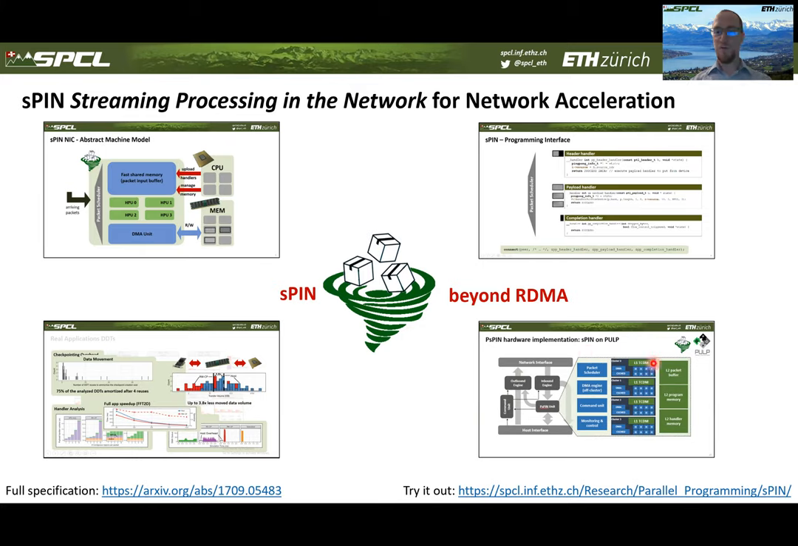I also showed you a hardware implementation of that same principle in an open source RISC-V based processor, together with Luca Benini's group at ETH Zurich, based on the PULP framework. You can find the full specification of sPIN in this arXiv paper that is linked at the bottom of this page, or you can go to our webpage, download it and run it yourself, print your own NICs, or even run it on FPGA.